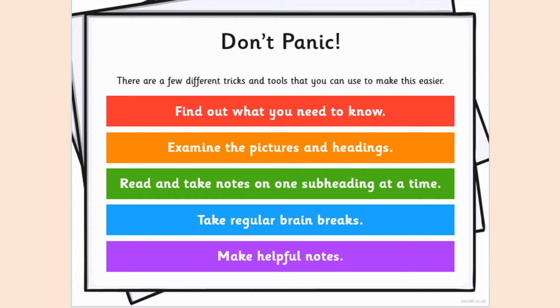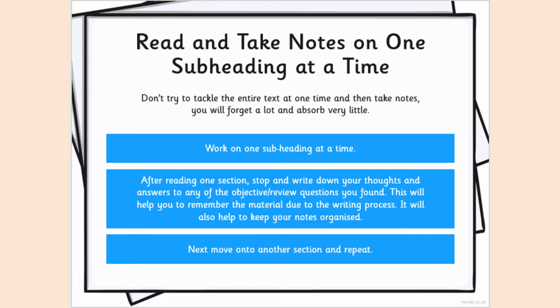First, you need to find out what you need to know. Examine the pictures and the headings. Read and take notes on one subheading at a time. Take regular brain breaks and make helpful notes. And read and take notes on one subheading at a time. So don't try to tackle the entire text at one time and then take notes, because if you do that first, you'll forget a lot of the information and you'll absorb very little. So make sure you're taking notes on one subheading at a time.